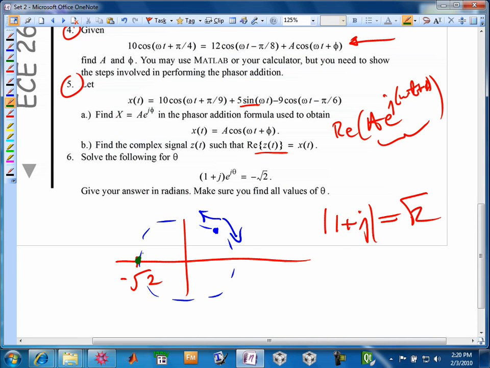Looks pretty doable, doesn't it? As a matter of fact, it doesn't even look like it's unique, because you can find different values of theta that will all still put it at the same location.